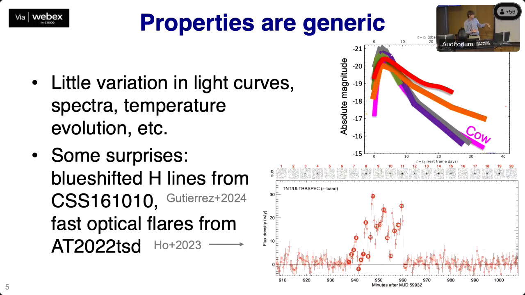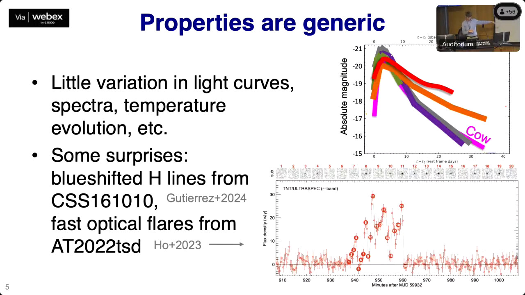So aside from the late time emission from the COW itself, some other events have shown some interesting behavior. One of them is CSS 161010. It also showed hydrogen lines. It's one of the few other events that actually has late time spectroscopy to show these intermediate width lines. They're actually blue shifted all the way offset from the center of the H alpha line, suggesting some component which is completely displaced in velocity from that of the progenitor and the host.